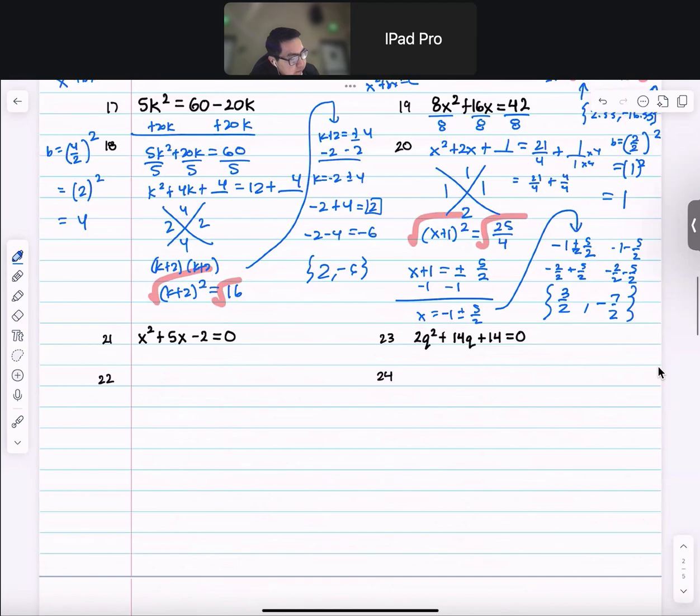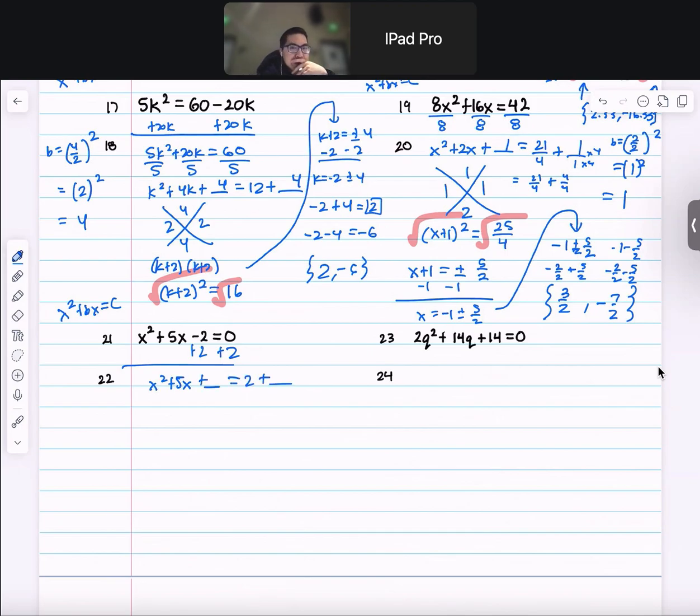For 21, again we want it in the form of x squared plus bx equals c. So we need to move the c over. And then plus placeholder, plus placeholder. We need to divide the b value by 2 and square it. So b equals 5/2. That can't simplify, so square it. 5 times 5 is 25, 2 times 2 is 4. So 25/4 and 25/4.